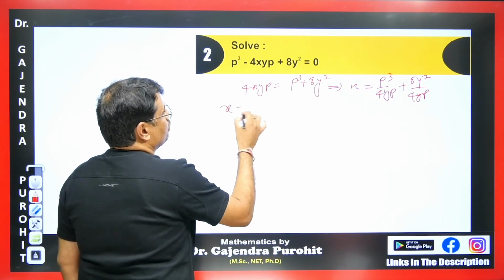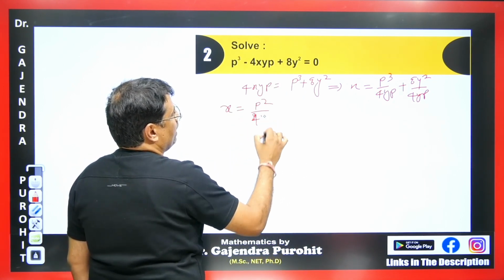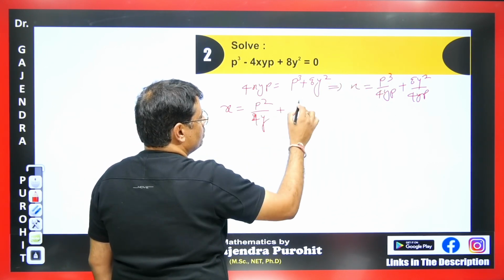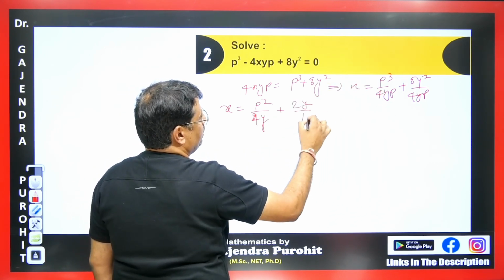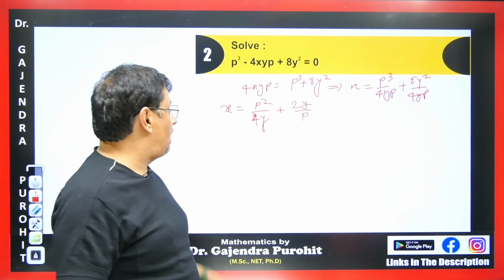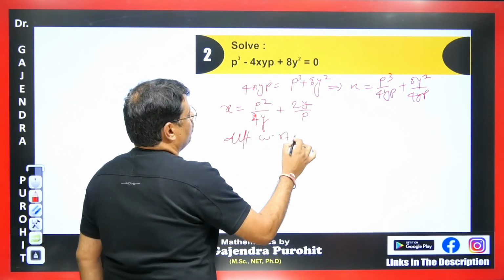And now on cancelling out the p, we will get x is equal to p square upon 4y in the denominator. This y square will get divided by y, and with 4, so this will become 2y upon p, as y in the denominator will get cancelled. Now students, we will differentiate it with respect to y. Is it clear? We will differentiate the terms with respect to y, right?